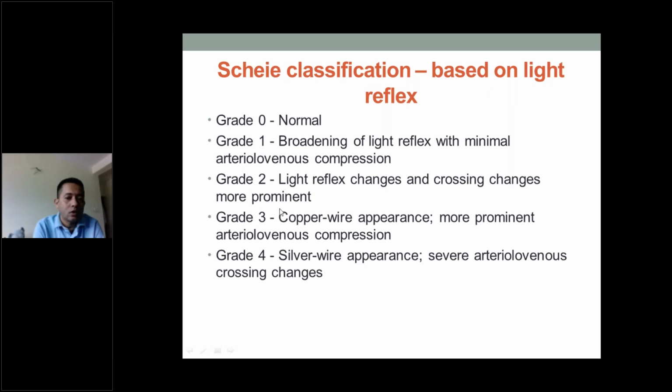Grade 2 is where the light reflex changes and crossing changes are more prominent. In grade 3, because of the sclerosis, slowly the vessel caliber gets smaller and smaller, so the amount of blood flow becomes less. So the light reflex becomes broader, but also more dull. By grade 3, it becomes very dull, so you see what is known as a typical copper wire appearance. It appears like a copper wire. And in grade 4, which is the final phase, there is very limited or no flow in the vessels, and you have this white appearance, which is also defined as a silver wire appearance.